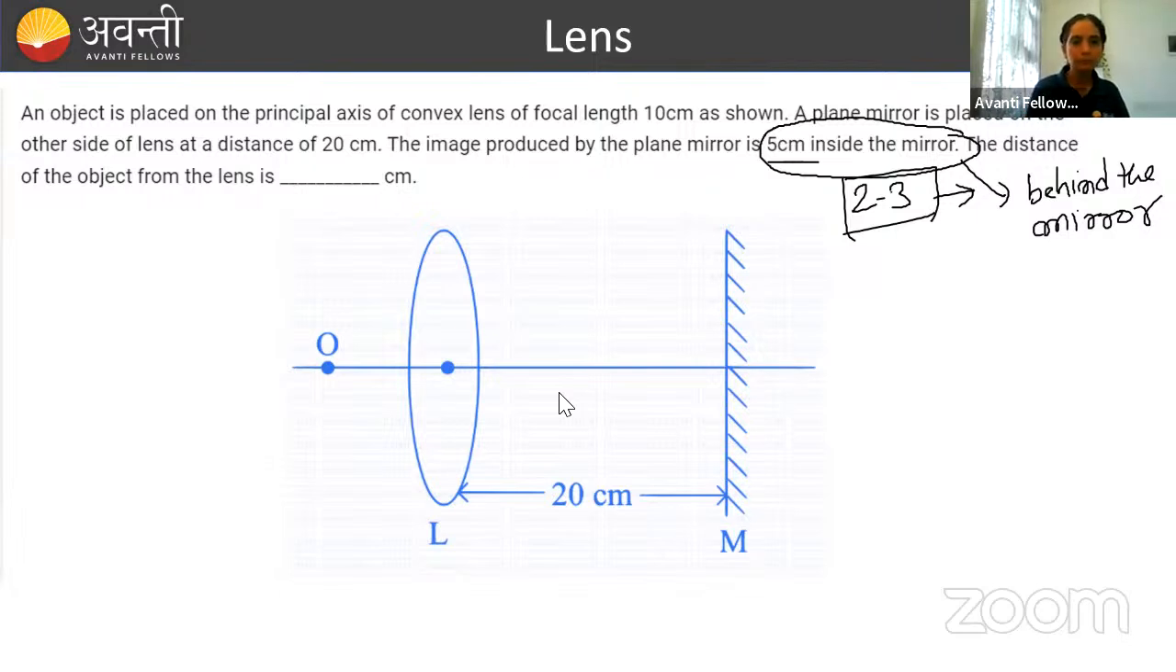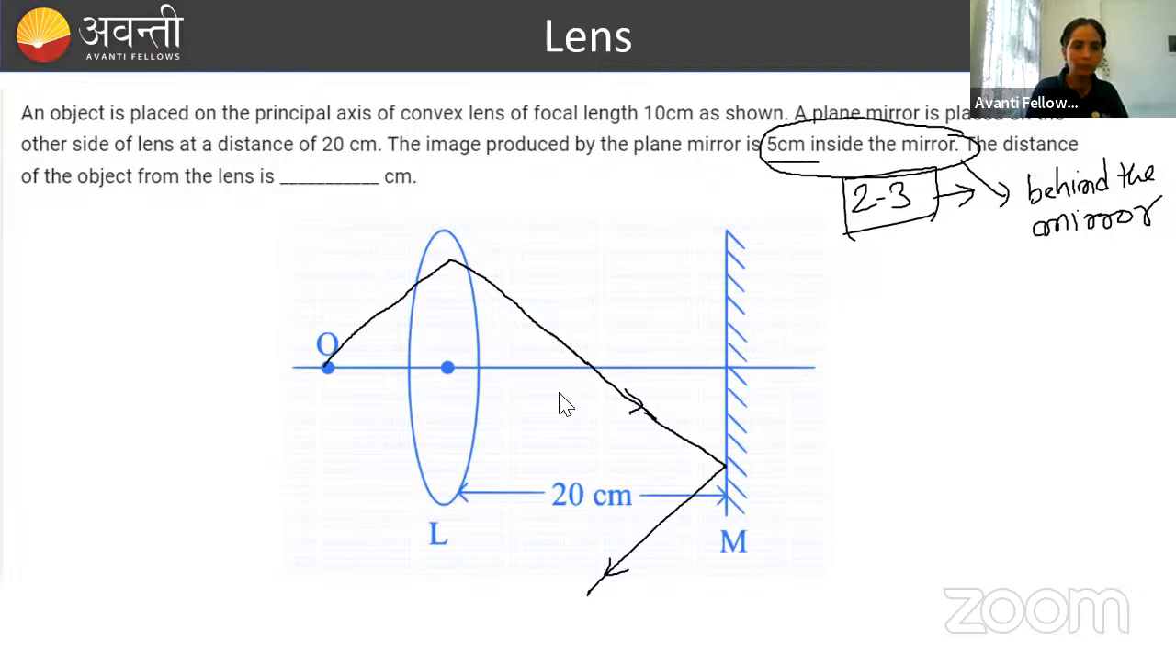Is it done? Okay, so let's move like this. What is given? The image produced by the plane mirror is 5 centimeter inside the mirror. So what will happen actually? This is an object. So it will go like this. This will converge like this. And this converged light will again fall on the mirror. And from the mirror, it will reflect back. So this is going to happen, right?